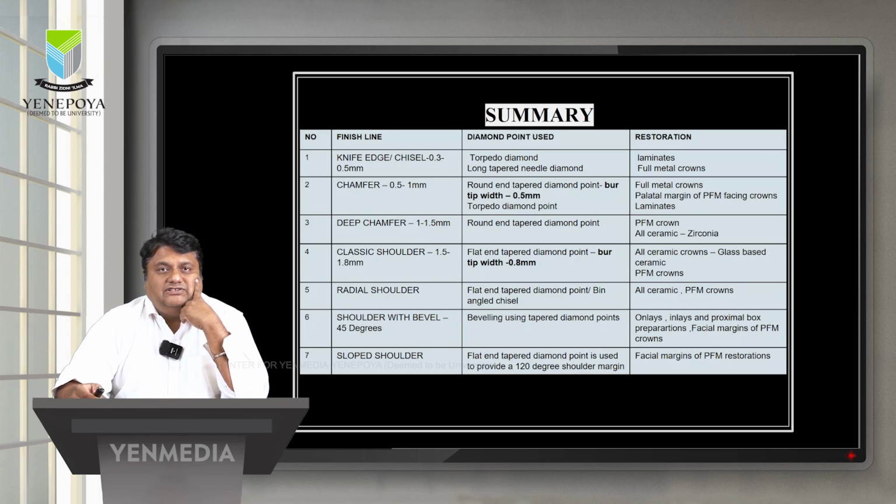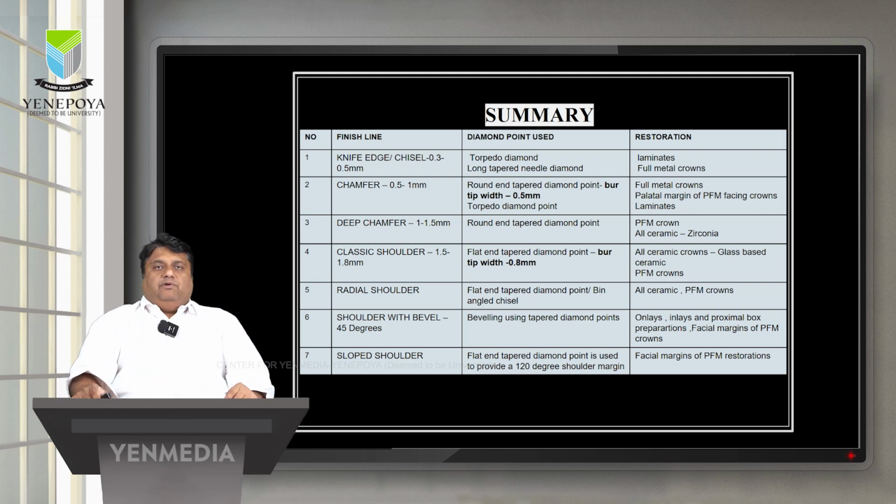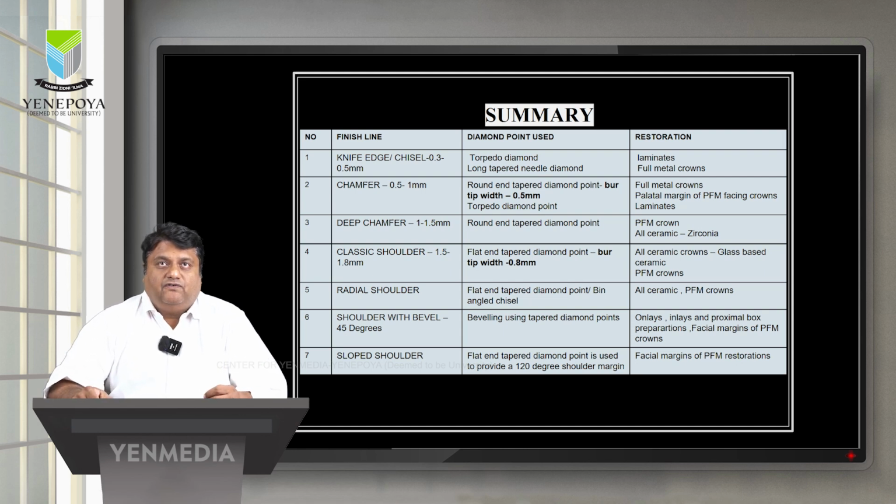So if I have to summarize what are the different types of finish lines, what are the diamond points used and in what situations we have to use them. So I would just put it as knife edge or chisel edge, 0.3 to 0.5 mm width of your finish line. You can use a torpedo diamond point or you can use a long tapered needle diamond. So where do you use it? You can use it for laminates or full metal crowns. Although it is very difficult to identify those finish lines in an impression, you can still use it in case you are able to identify it, as in the case of a laminate finish line.